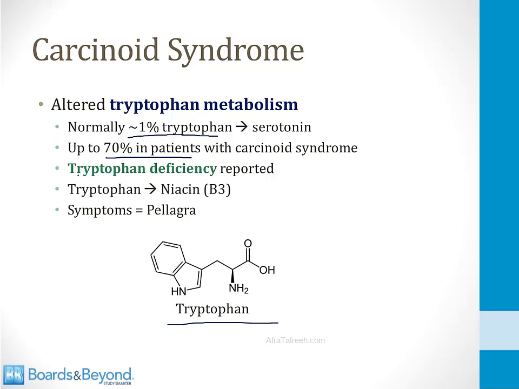This can lead to a functional tryptophan deficiency, and tryptophan is required to synthesize the vitamin niacin, or vitamin B3. So when you become functionally deficient in tryptophan by using all your tryptophan to make serotonin, you can then become deficient in niacin, or vitamin B3. And the symptoms of niacin deficiency are pellagra, which I talk about in the biochemistry modules, and they can result in patients with carcinoid syndrome from altered tryptophan metabolism.